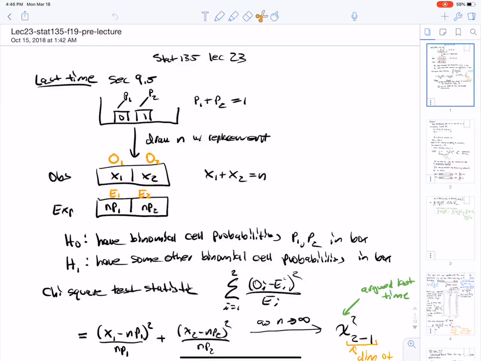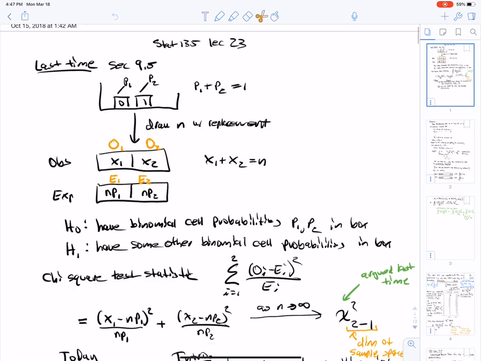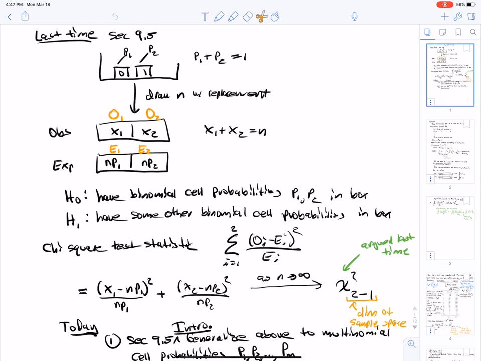So last time we looked at, in preliminary to section 9.5, a box that is binomial. So it is two types of tickets, say 0 and 1, with probabilities P1 and P2, where P1 plus P2 is 1. We draw n times with replacement. We get observed counts x1 and x2, where x1 plus x2 is n, and our expected counts are np1 and np2 because each cell is binomial.